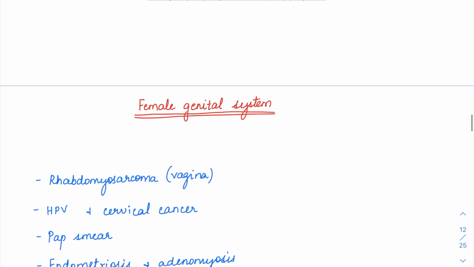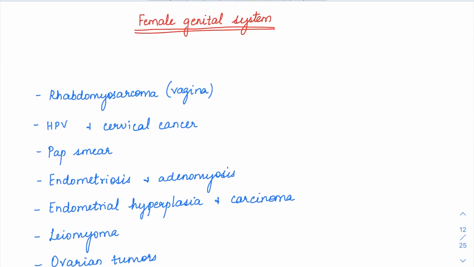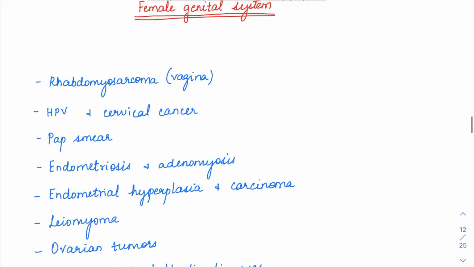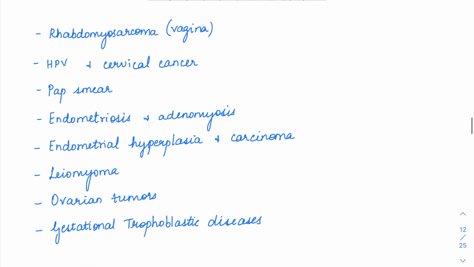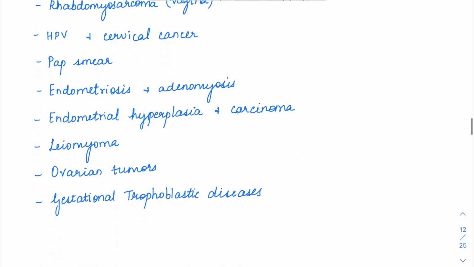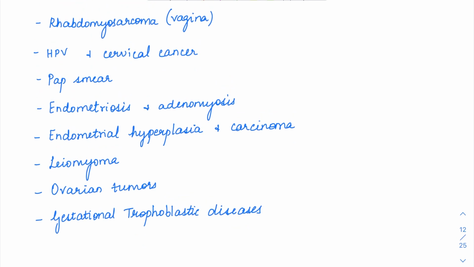So now we had seen about male genital system. Next we'll move on to female genital system. So in female genital system, we'll be discussing about rhabdomyosarcoma, then human papilloma virus, cervical cancer and pap smear, then endometriosis and adenomyosis, endometrial hyperplasia and cancers, then leiomyoma, then the various ovarian tumors and gestational trophoblastic diseases.